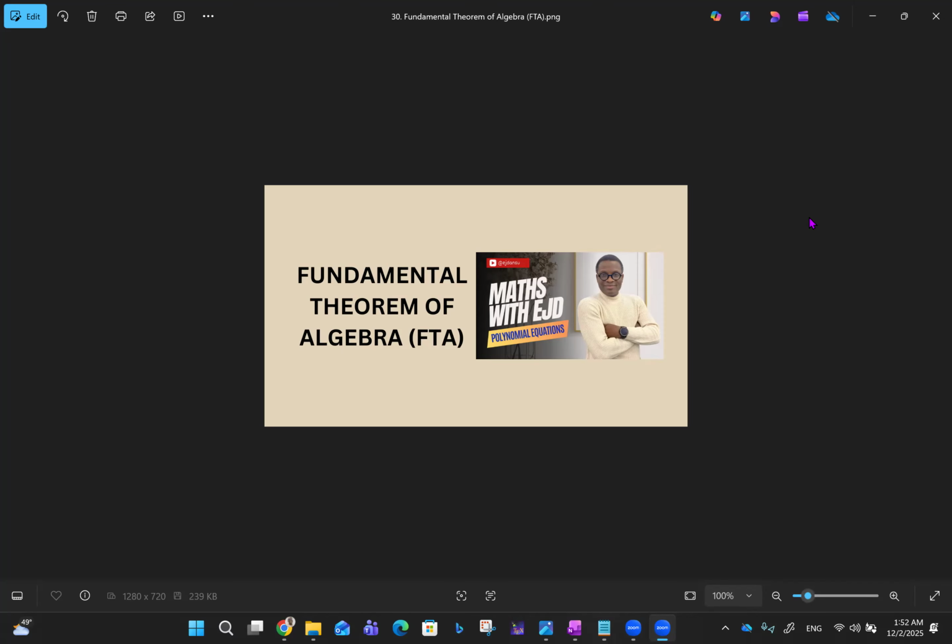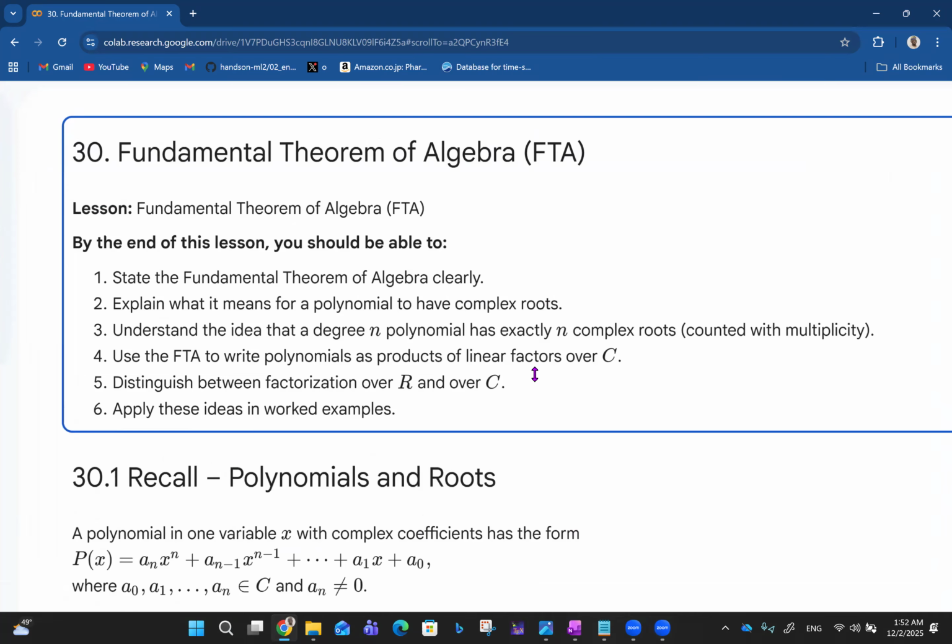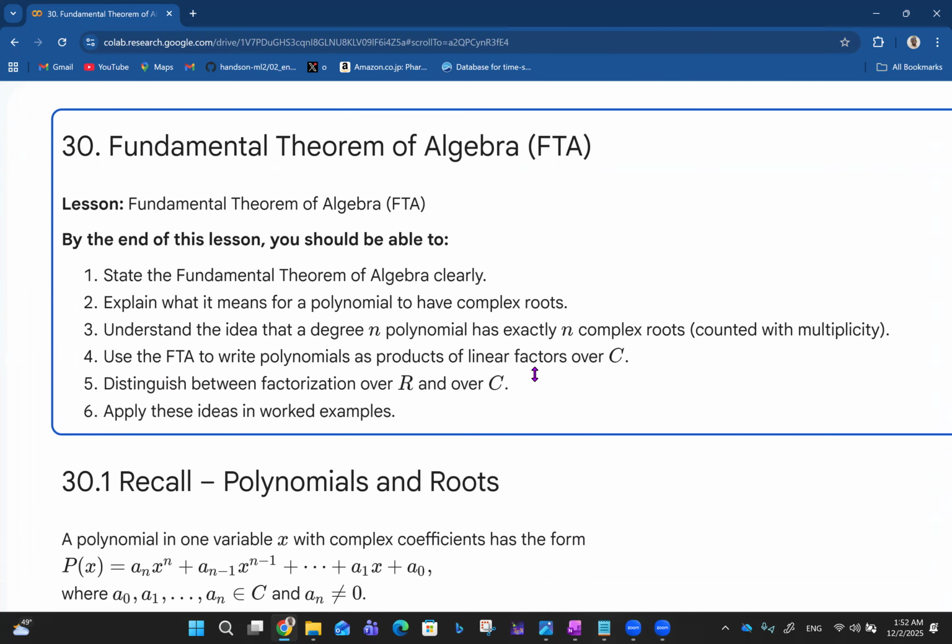In one of the earliest videos, we had come across the idea of the fundamental theorem of algebra. I think it's important to look at that here again. It says something about the number of roots a polynomial equation should have. So let's quickly delve into that and see how it goes. So, the fundamental theorem of algebra, otherwise known as FTA.